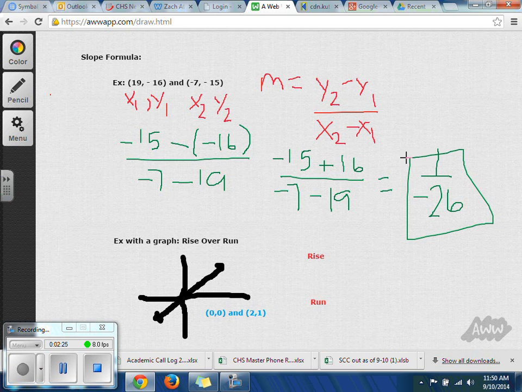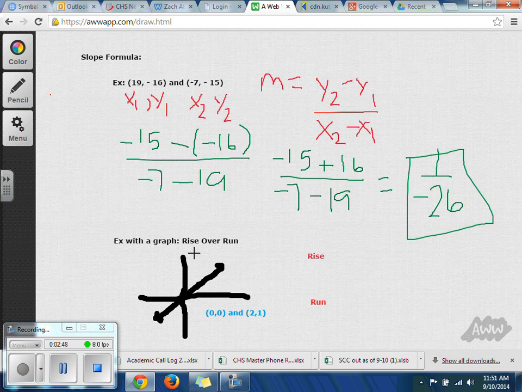Sometimes we have big fractions like this one. Sometimes they reduce down to simple whole numbers, but in this case that's the fraction. What this really means is that our rate of change is we changed y by 1 for every time that we changed x, going down 26.